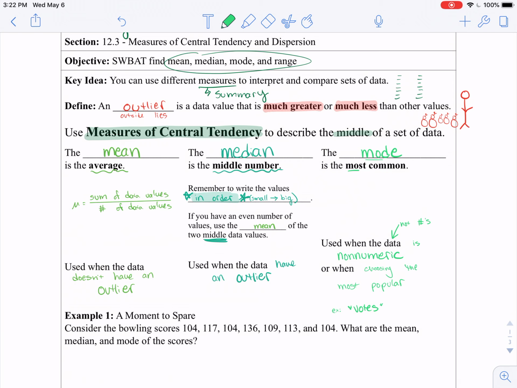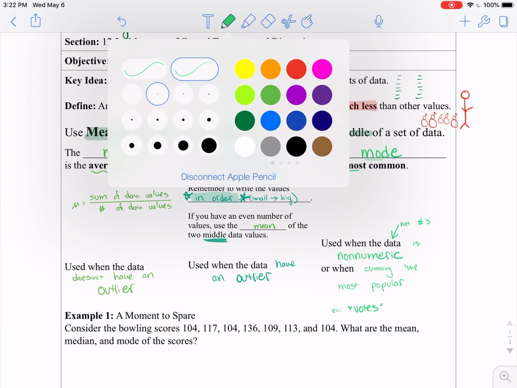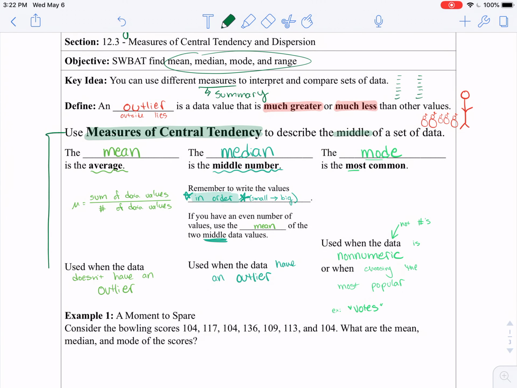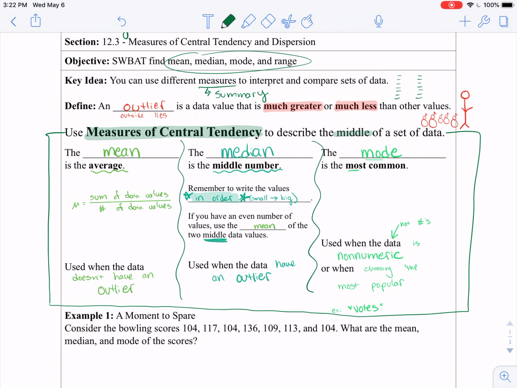Okay, so this is our key idea right here. The 3 measures of central tendency and when you're going to use them. Love it. Put them on your index card. Remember it forever. It's very important. Okay, let's go through an example.